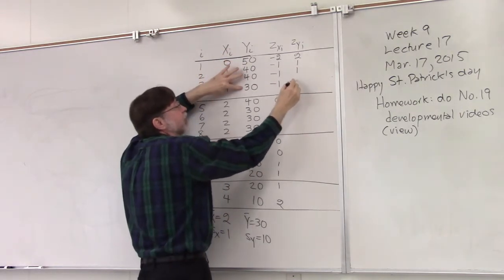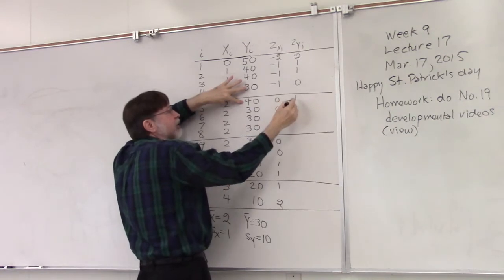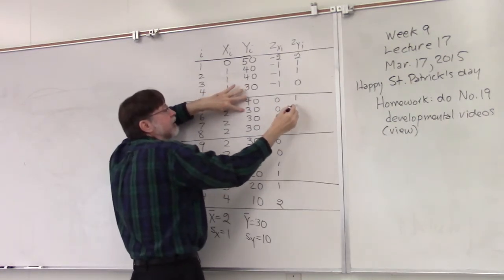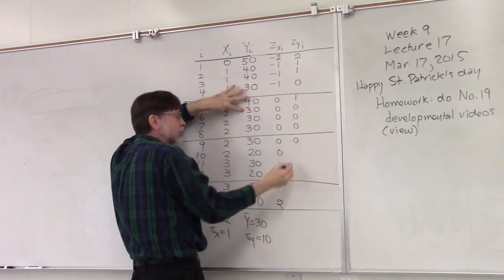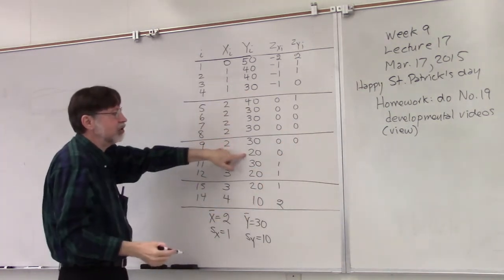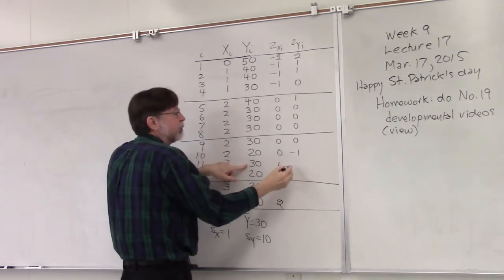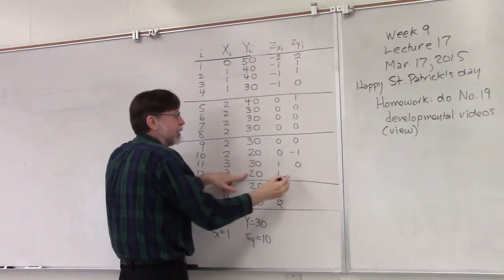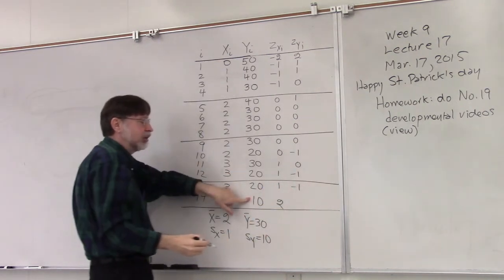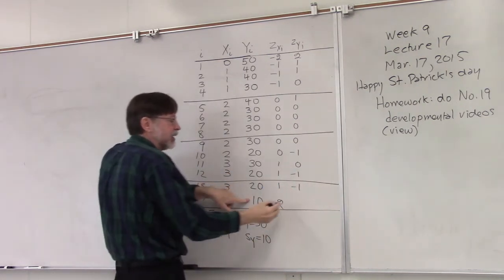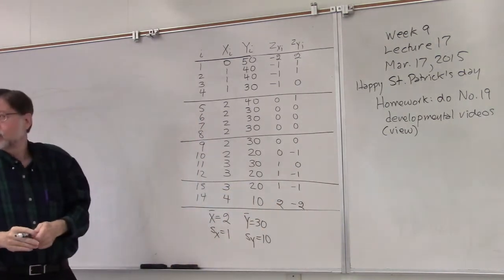30 minus 30 is 0. 40 minus 30 is 10 divided by 10 is plus 1. And 30 minus 30 is 0. 20 minus 30 is negative 10 divided by 10 is negative 1. 30 minus 30 is 0. The 20 is minus 1, and 10 minus 30 is negative 20 divided by 10 is negative 2. Any questions about the z-scores for the y's?